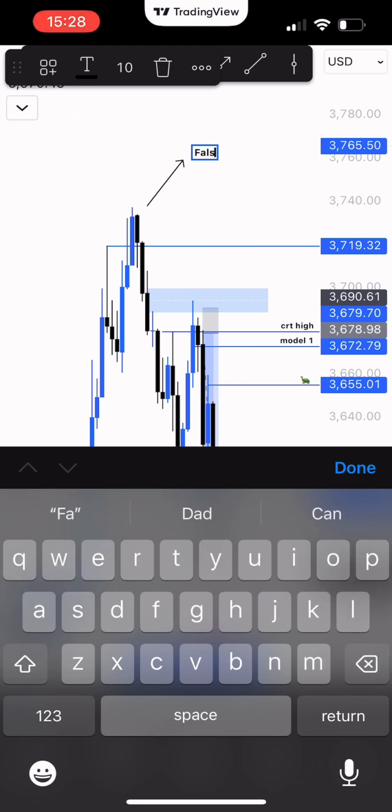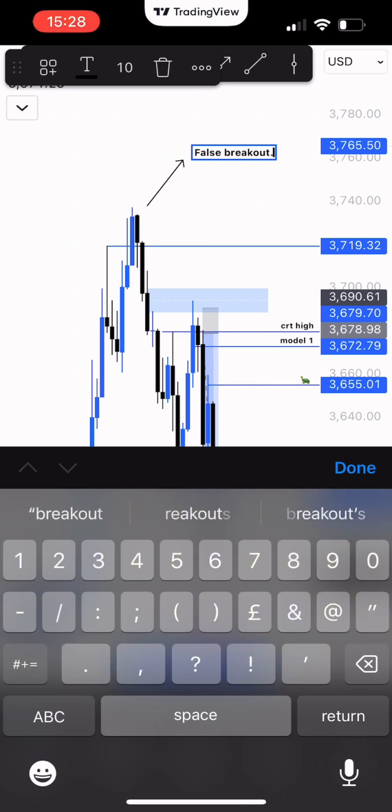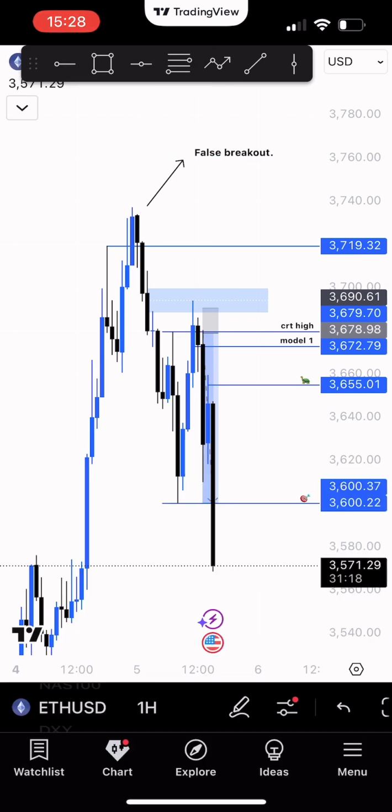If I didn't catch the short at the top here, the turtle soup, I'm going to wait for a re-entry, another CRT candle, and I'll sit on my hands and wait.